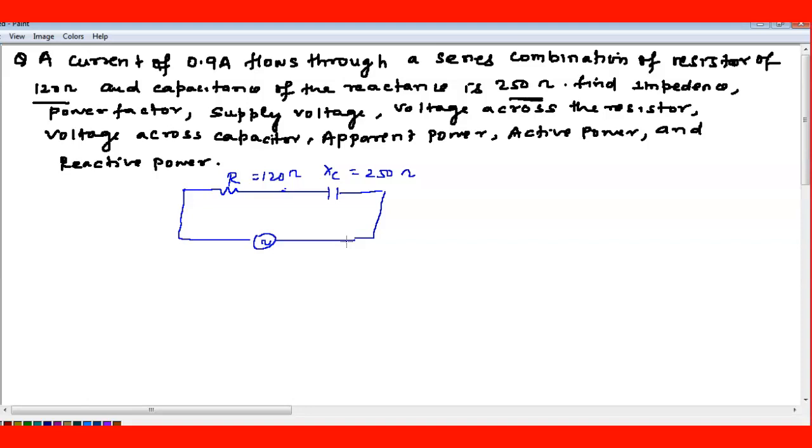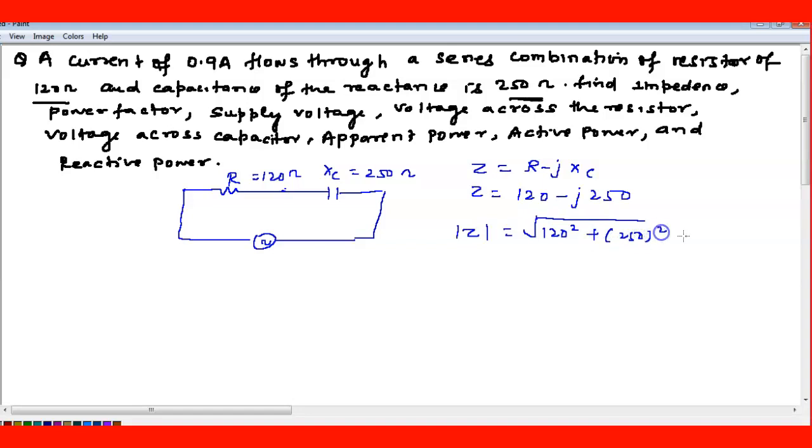So now you tell me, Z is equal to what to write? R minus j into Xc. So Z is equal to 120 minus j into 250, right? So first you have to find the impedance. The magnitude is the square root of 120 squared plus 250 squared, right? If you find this, we will get 277.3.